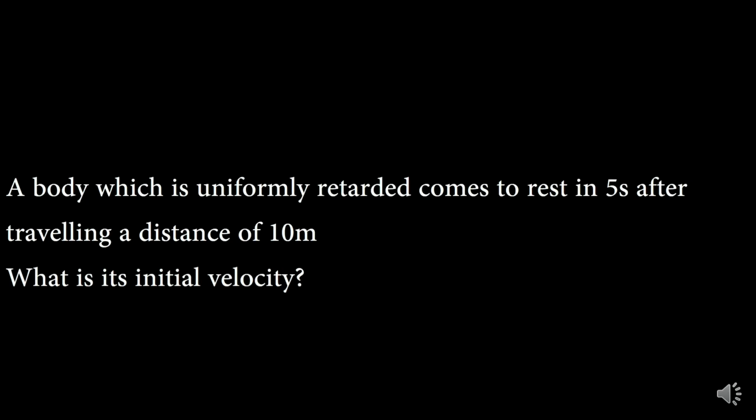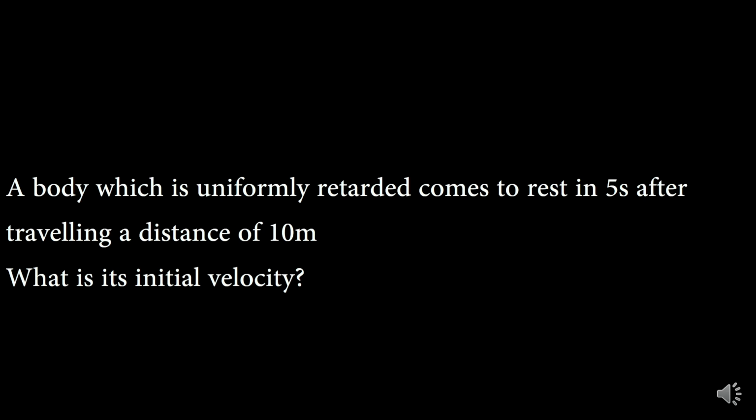This question is displayed on the screen. We're given a body which is uniformly retarded and comes to rest in 5 seconds, so our t is equal to 5 seconds, after traveling a distance of 10 meters. Our distance is 10 meters, and our final velocity is equal to 0, because they say it comes to rest.